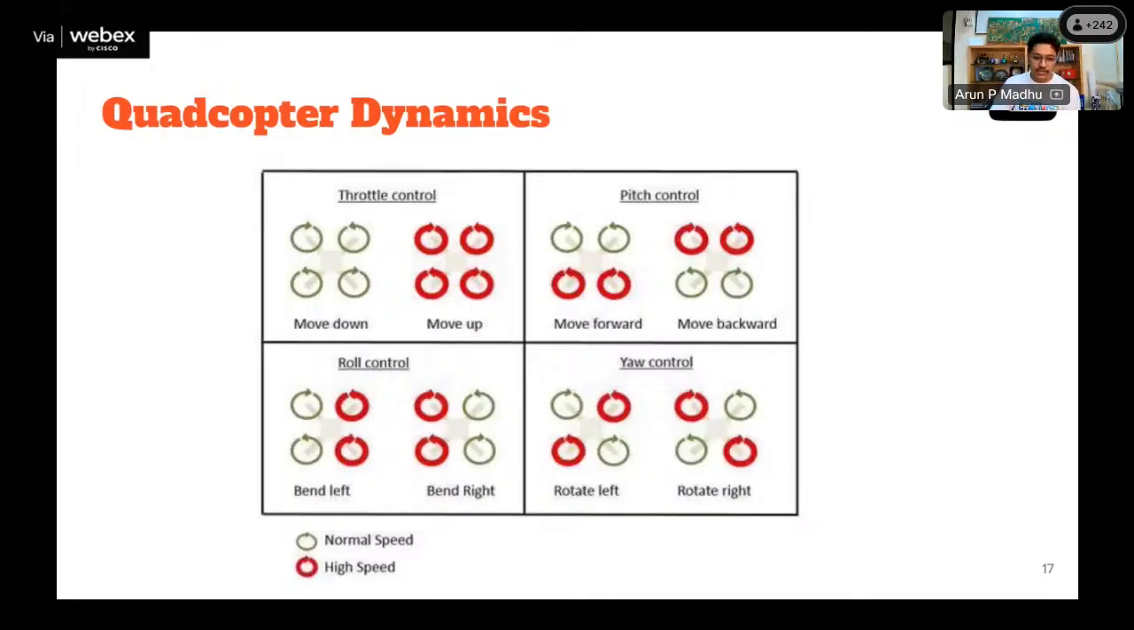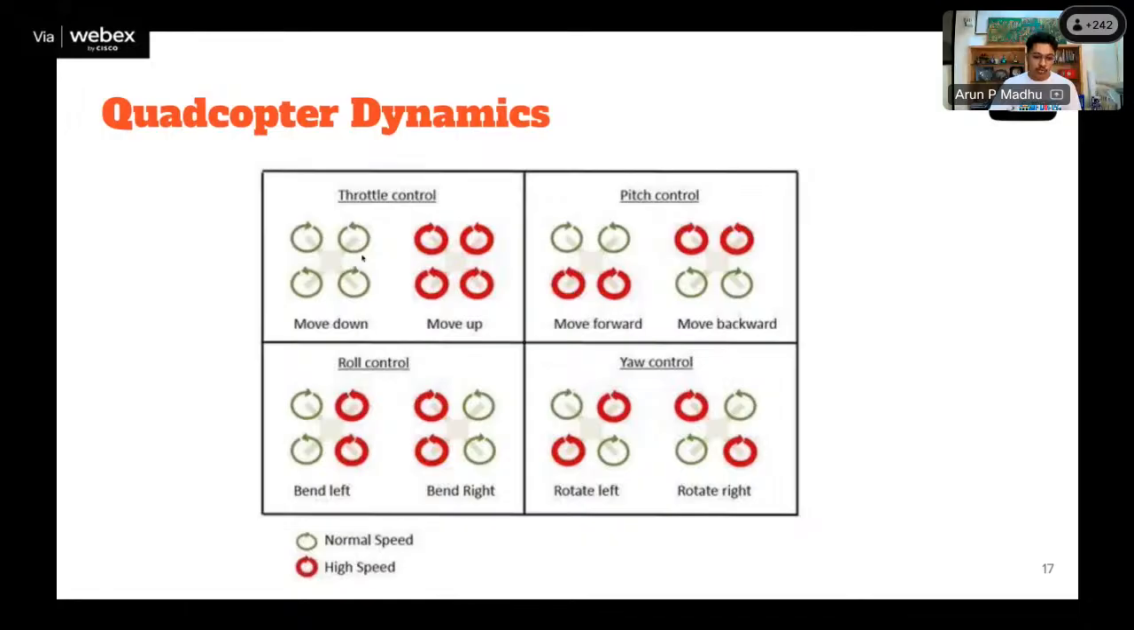So we discussed there are different motions like throttle up, throttle down, that is accelerating up and decelerating down, then pitch motion, roll motion, and yaw motion. You might have wondered how a quadcopter can achieve all kinds of motion. I just mentioned there are different motions, but how the motion is actually executed, we'll see here. This green represents normal speed and red represents high speed, so you have to be careful when you are looking.